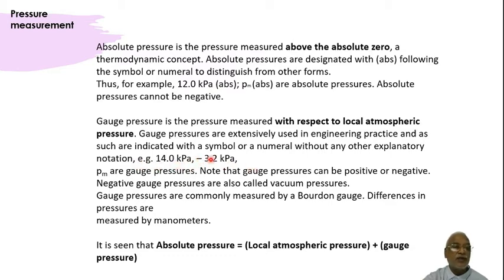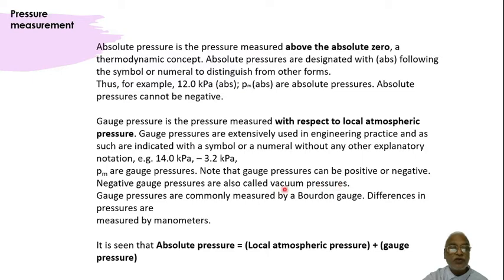And then there is one more example, minus 3.2 kilopascals. It is quite evident that when it is negative, obviously it has to be gauge pressure. It cannot be absolute pressure because absolute pressure cannot be negative. So PM are gauge pressures. Note that gauge pressures can be positive or negative. Negative gauge pressures are also called vacuum pressures.